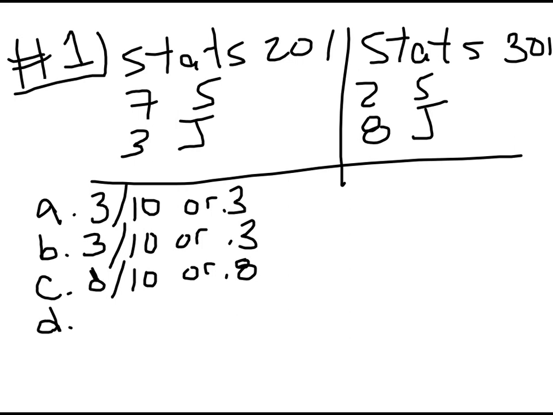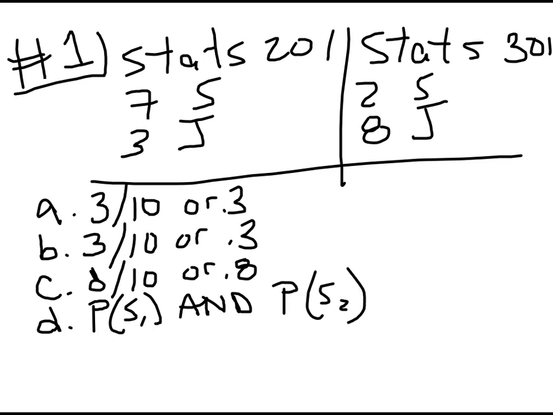Number D. What's the probability of drawing a sophomore on both draws? Again, remember, he's replacing the card between draws. Because he drew a sophomore in the first draw, he will also draw from Stats 201 on the second draw. So what we're basically asking is, what is the probability of drawing a sophomore on draw 1, and the probability of a sophomore on the second draw?